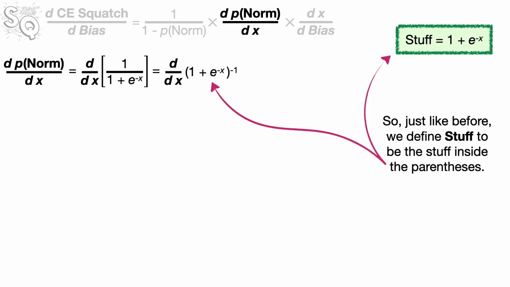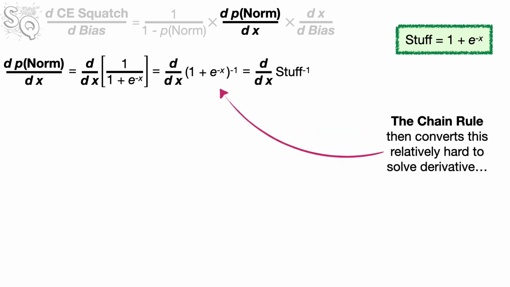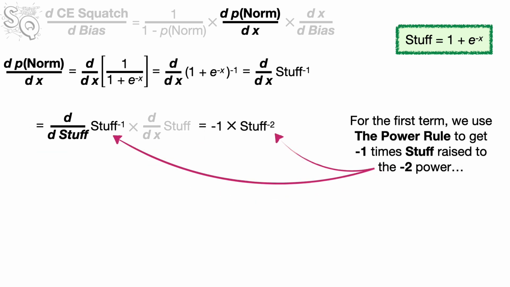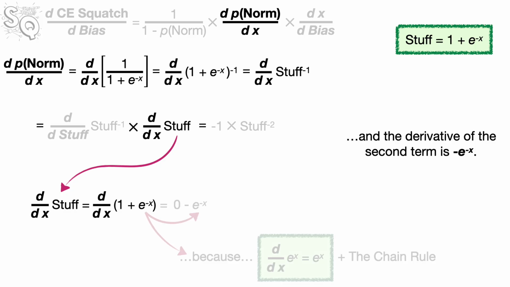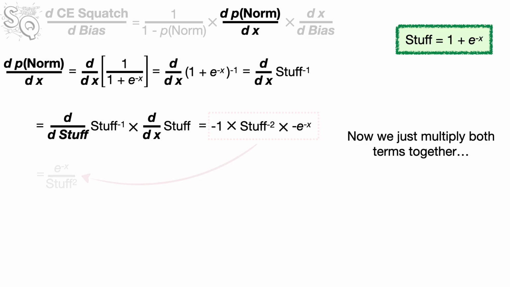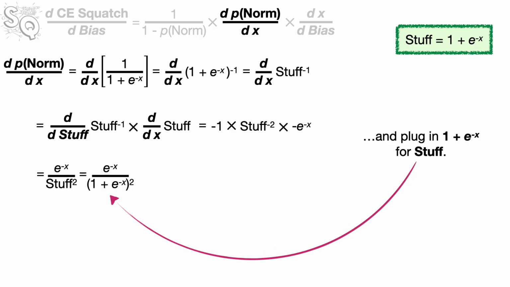So, just like before, we define stuff to be the stuff inside the parentheses. Then we rewrite the equation with stuff. The chain rule then converts this relatively hard-to-solve derivative into the product of these two easier-to-solve derivatives. For the first term, we use the power rule to get negative 1 times stuff raised to the negative 2 power. And the derivative of the second term is negative e raised to the negative x power. Now we just multiply both terms together and plug in 1 plus e raised to the negative x power for stuff.